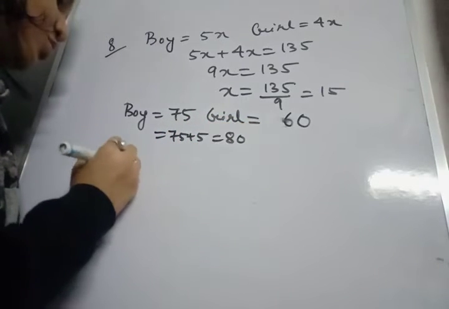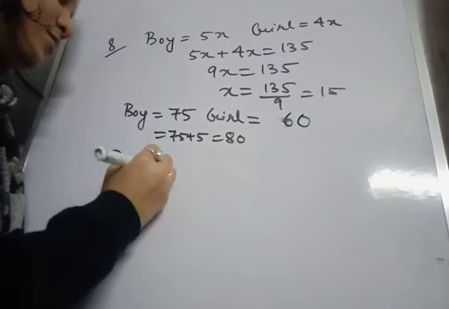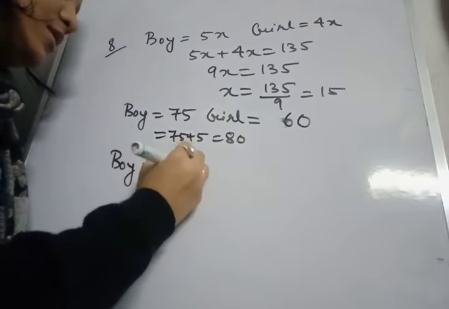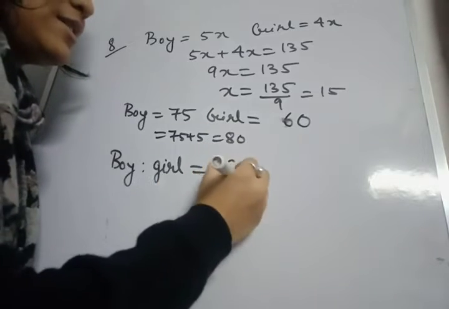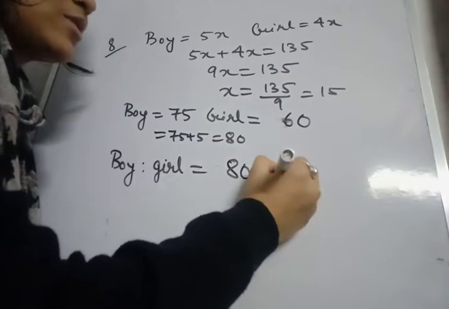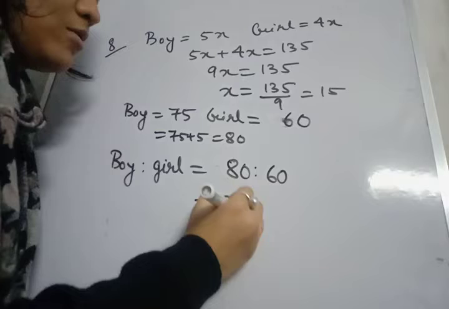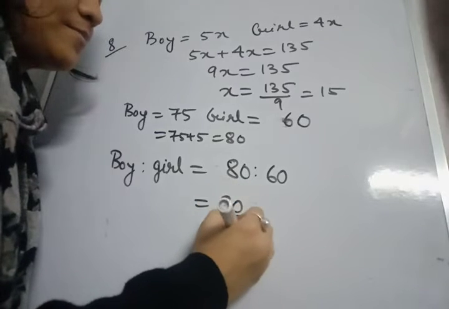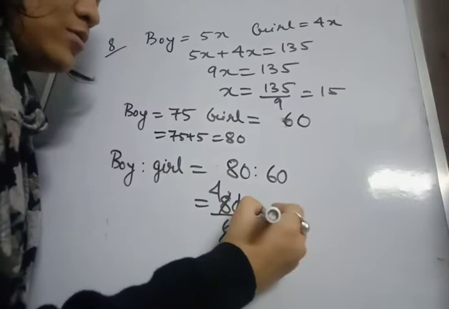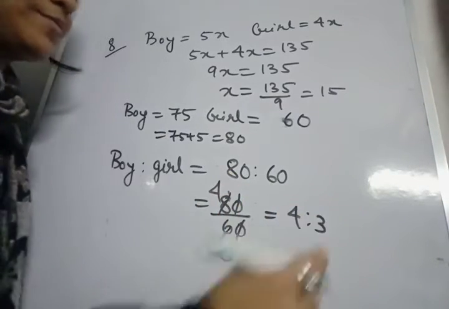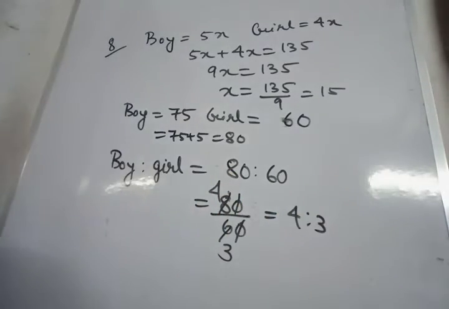Now the new ratio of boys to girls. That's how much? That's 80 is to 60, or 80 by 60. The ratio is 4 is to 3. This is the new ratio of the boys and girls.